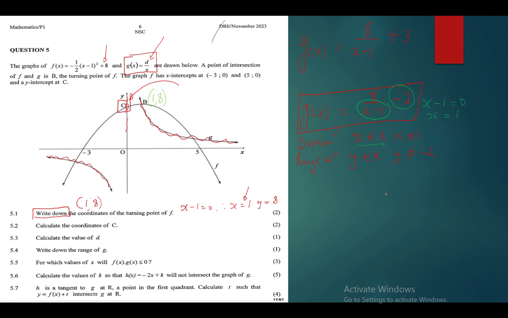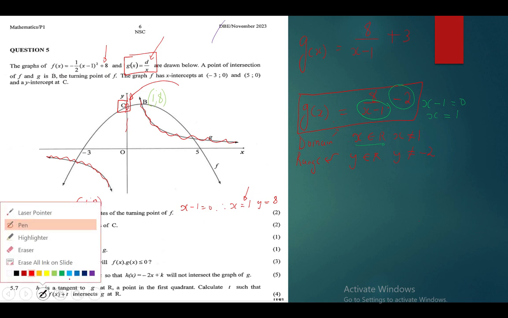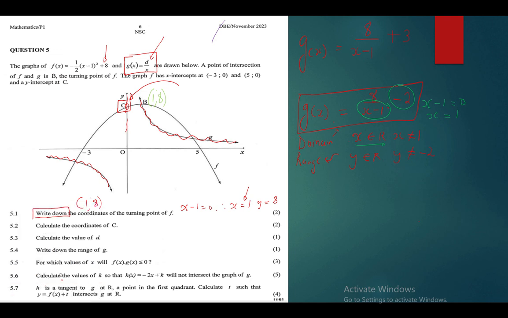Another thing that they can ask you in the exam is the axis of symmetry of a hyperbola function. Make sure that you know how to find the axis of symmetry of a hyperbola function. Let me just touch on that as well. What if they ask, what is the axis of symmetry of this g of x that I wrote here, g of x equals 8 over x minus 1 plus 3?